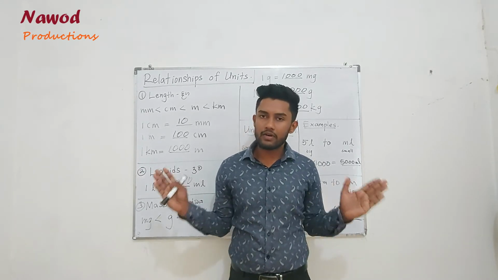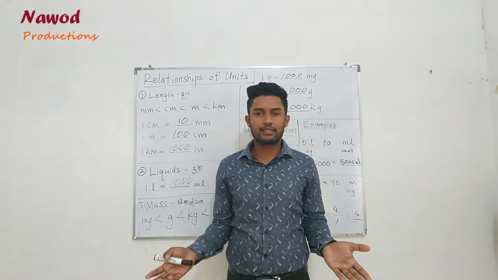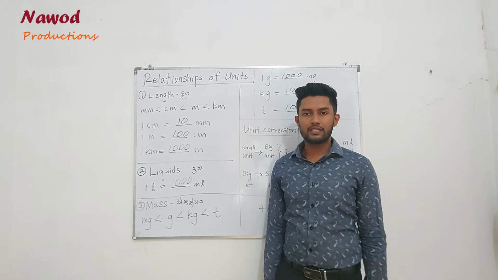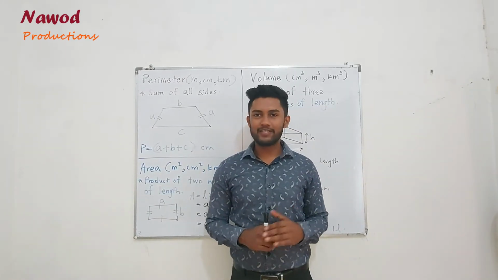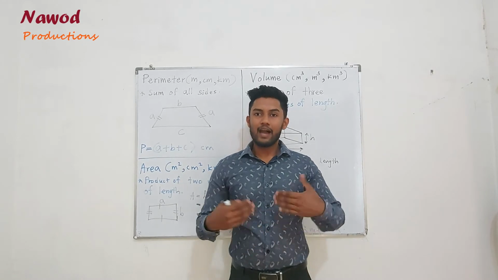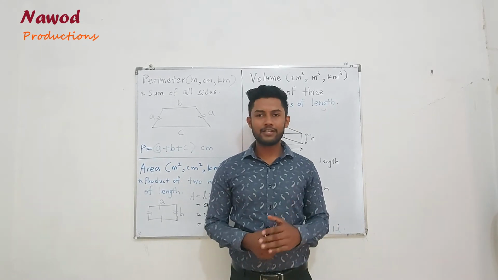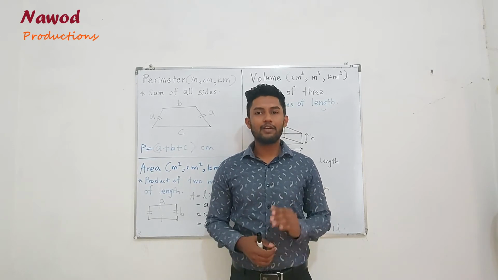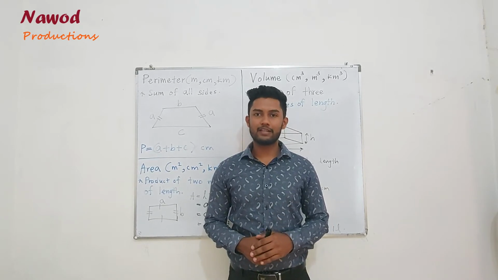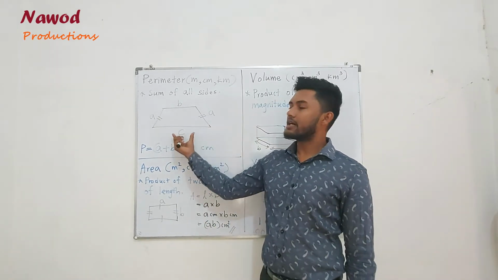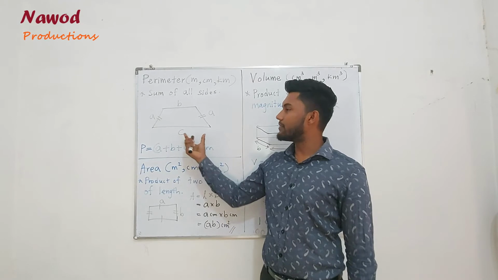Likewise, you want to remind and summarize these relationships of units. After learning about the relationships of units, we want to learn about the applications of relationships of units. Then when considering the first application, we are finding the perimeter. Considering the perimeter, it is the sum of all the sides.